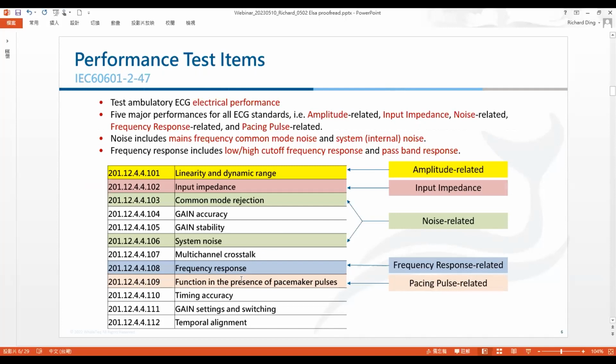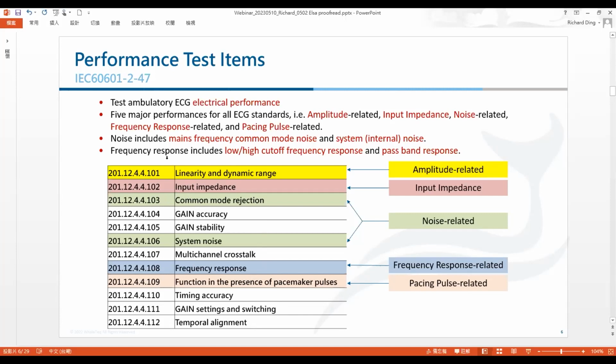In this slide, I take the 2-47 standard performance test as an example. You can see here the 2-47 performance test, all 12 items. This is to test the ambulatory ECG. In fact, it is an electrical performance test, and all items include the electrical signal here.